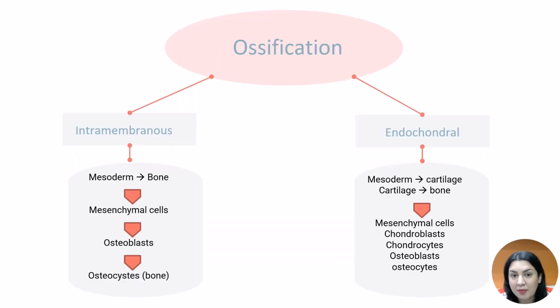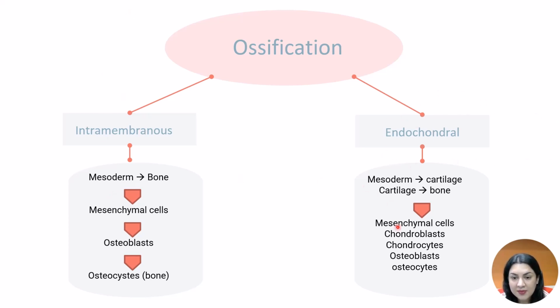Okay, so if you remember, when we spoke about the trilaminar disc and its 3 layers, endoderm, ectoderm, and mesoderm, we said that the mesodermal cells are what are responsible for the formation of bones and cartilage in the body, correct? So if we talk about bones specifically, or ossification, it can occur in one of 2 ways. So we can either have intramembranous ossification, or we can have endochondral ossification.